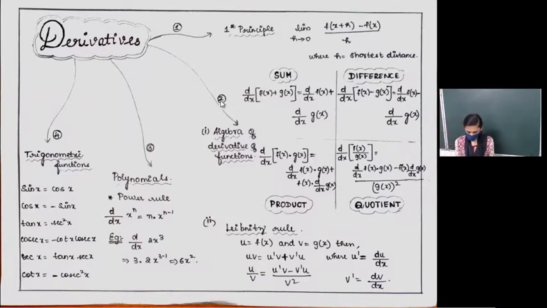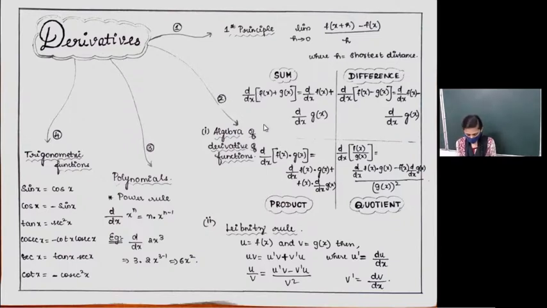And the product is d by dx of f of x into g of x is equal to d by dx of f of x into g of x plus f of x into d by dx of g of x. And for quotient, d by dx of f of x by g of x is equal to d by dx of f of x into g of x minus f of x into d by dx of g of x, whole divided by g of x the whole square.